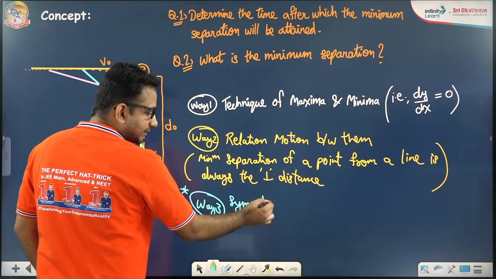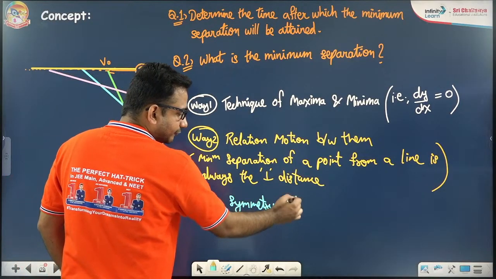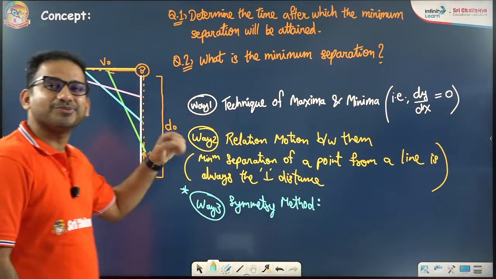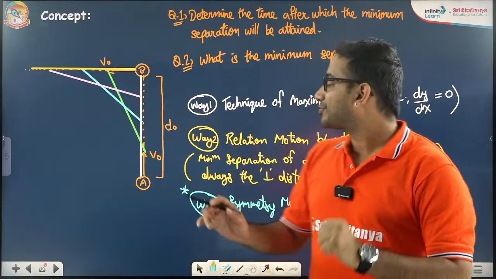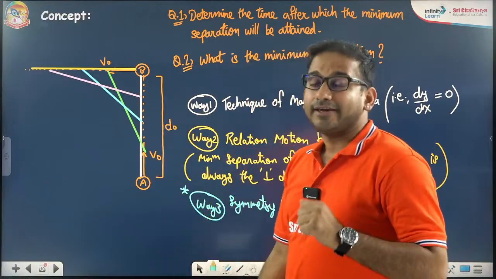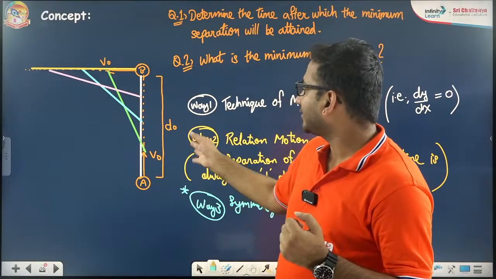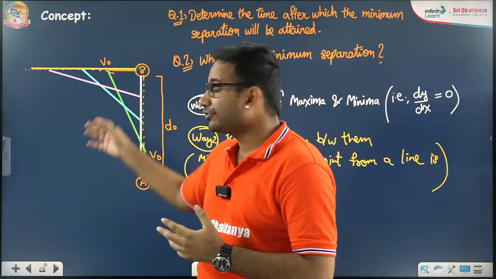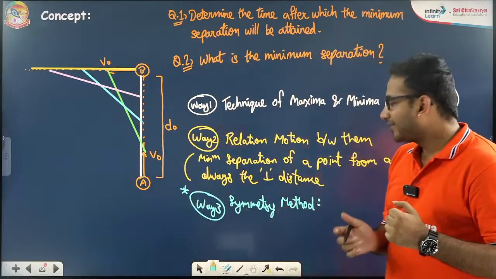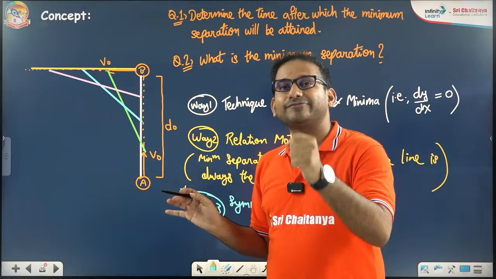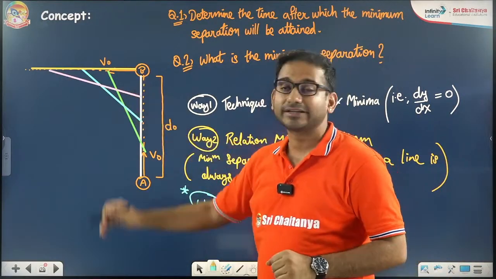But for the symmetry method, definitely the situation should be symmetric. Means both the ships must be moving with the same speed and in perpendicular directions. If the speeds vary, like they are V1 and V2, VA, VB, or if the direction is not as per the given figure, then this method cannot be applied. But generally, we are expecting that if it comes in the exam, it will come as a symmetric situation.